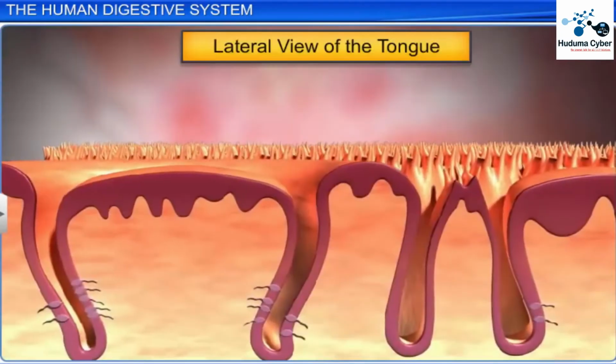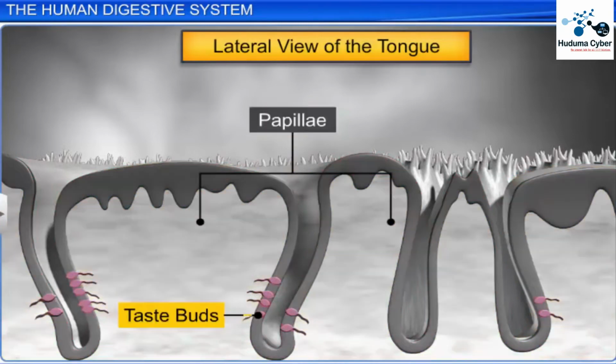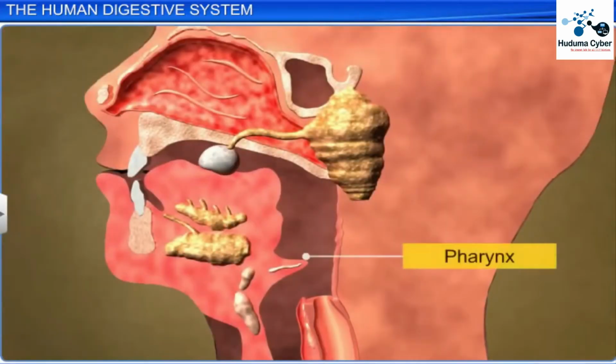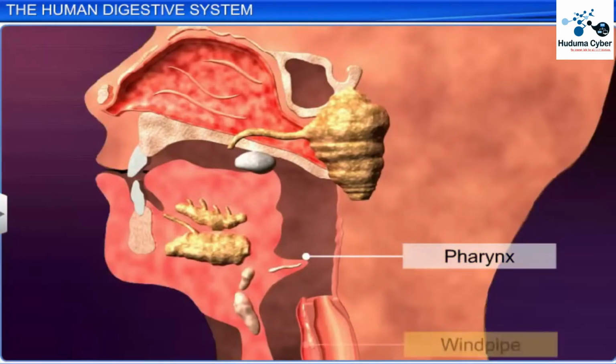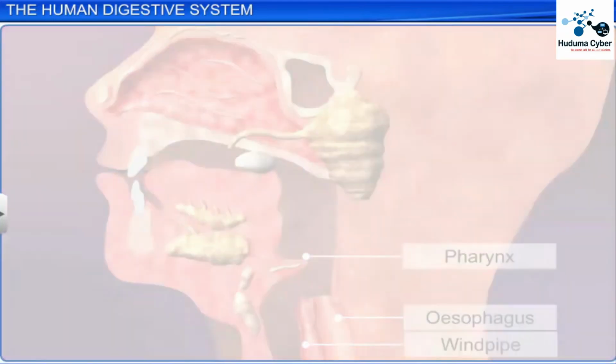The upper surface of the tongue is covered with papillae, small projections arranged in a row, some of which have taste buds. The tongue helps push food from the oral cavity into the pharynx, a passageway for air and food. The pharynx opens into the windpipe or trachea and the esophagus, a narrow tubular muscular organ.